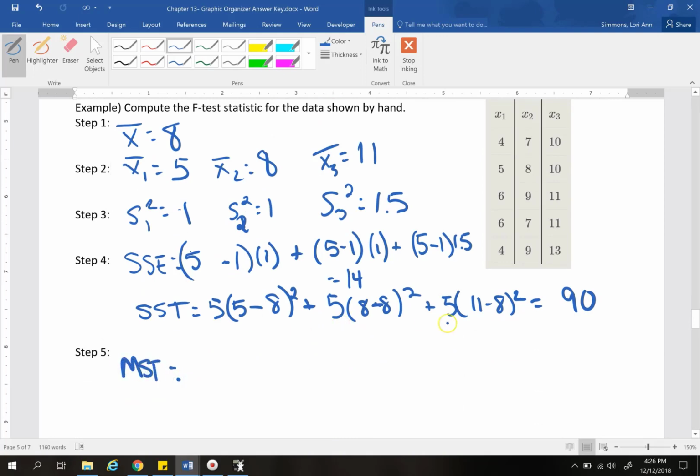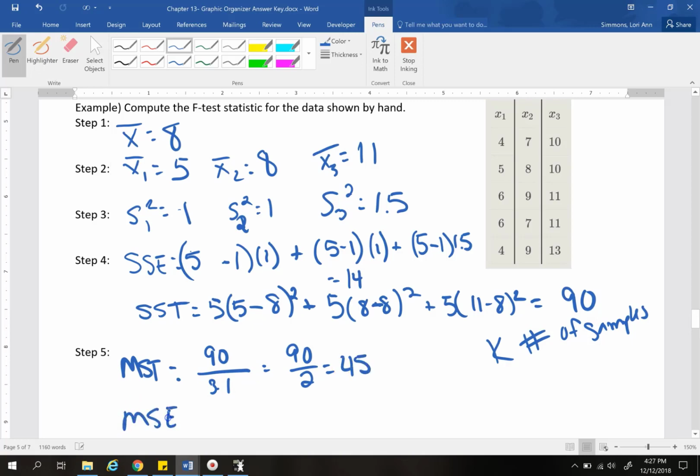MST is SST divided by k minus 1, so that's 90 divided by k minus 1. K is the number of samples, so 3 minus 1. So it's 90 divided by 2, which is 45.